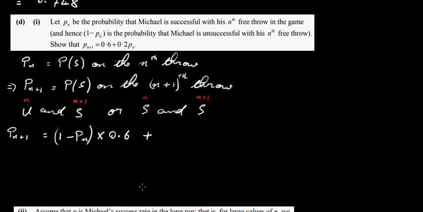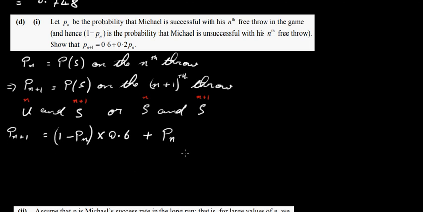Or here means we add. Now, what's the probability of being successful on the nth free throw? Well, we were told that at the very beginning of this part of the question. Let Pn be the probability that Michael is successful with his nth free throw. So we're going to stick Pn in here. Remember, where we want to end up is here. Pn plus 1 is equal to 0.6 plus 0.2 Pn. So we need a Pn in the answer. So here we have a Pn here and we have a Pn here.